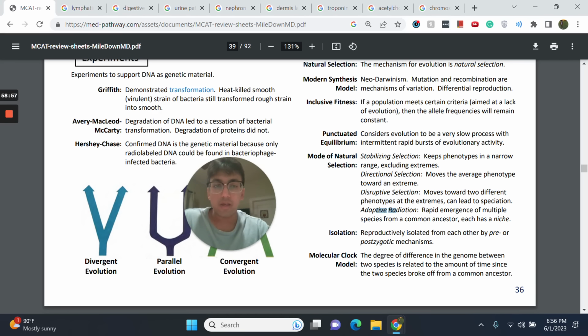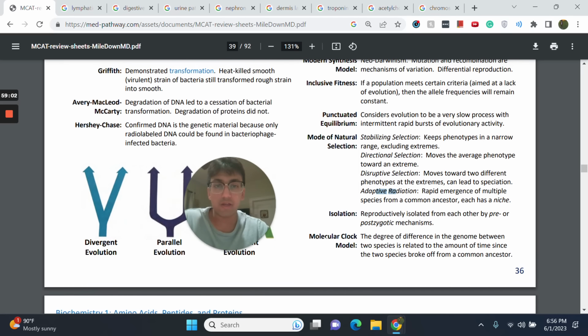And then the last thing that we should talk about is the molecular clock model, which relates the degree of difference in the genome between two species to the amount of time since the two species broke off from the common ancestor. I once did a research project in which I was looking at the SOX11 gene between mice and frogs based on how far apart they broke off from the common ancestor. You can figure out how different the genomes are between two species based on when their last common ancestor was. And that's the molecular clock model.